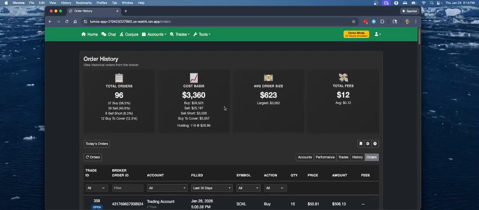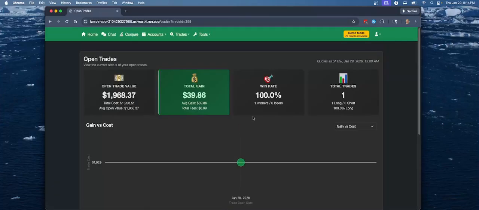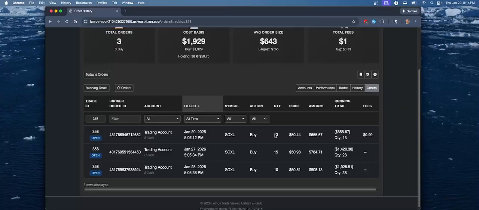These roll-ups are kind of useful when you start filtering. So for example, this order right here is part of trade 358. So let's go back here and show trade 358. Here is the SOXL trade. You can see 38 quantity. You can see it had 3 orders, for example. So if you click back here, you can see the 3 orders that contributed to the trade, 3 buys right now. You can have mixed buys and sells. You can have mixed shorts and covers, and that's where it gets more interesting on the scale in and scale out average prices.